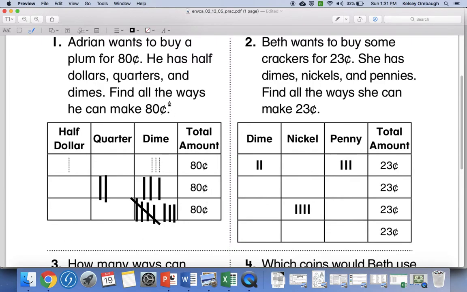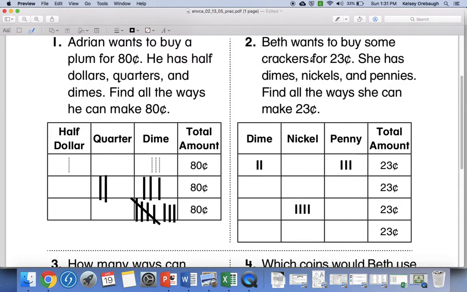So these are the ways Adrian can make 80 cents to buy that plum. A half dollar and 3 dimes, 2 quarters and 3 dimes, 8 dimes. All of those ways make 80 cents exactly. And a lot of this, guys, is trial and error, like I did with the second option. I started with a half dollar and added a quarter, and I realized that wasn't going to work to make 80 cents. So it's just trying things, seeing what works and what does not work.